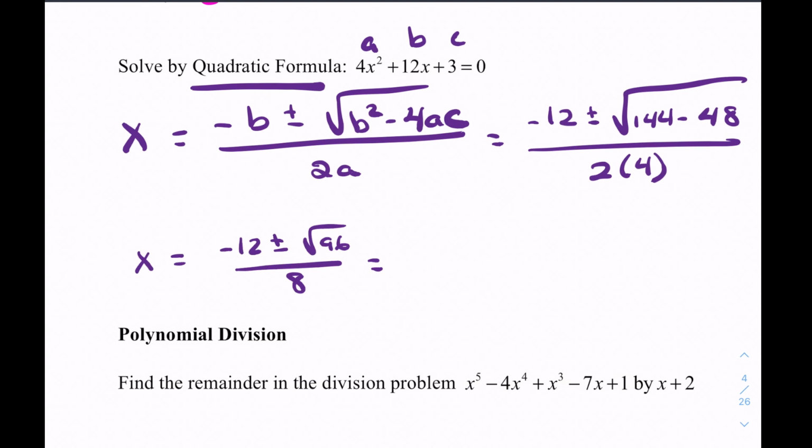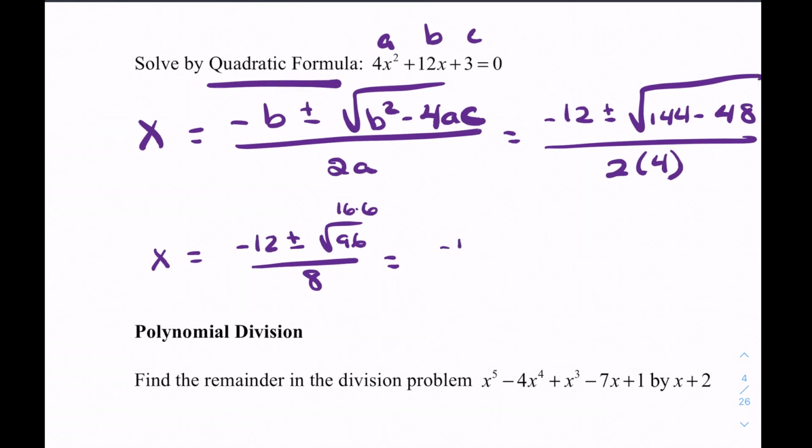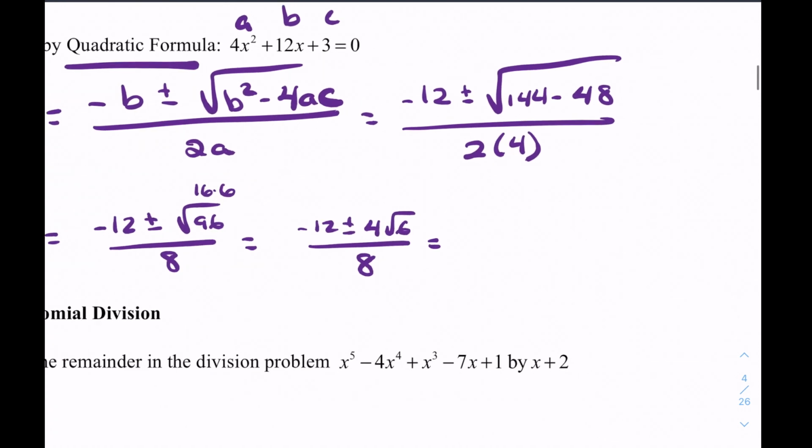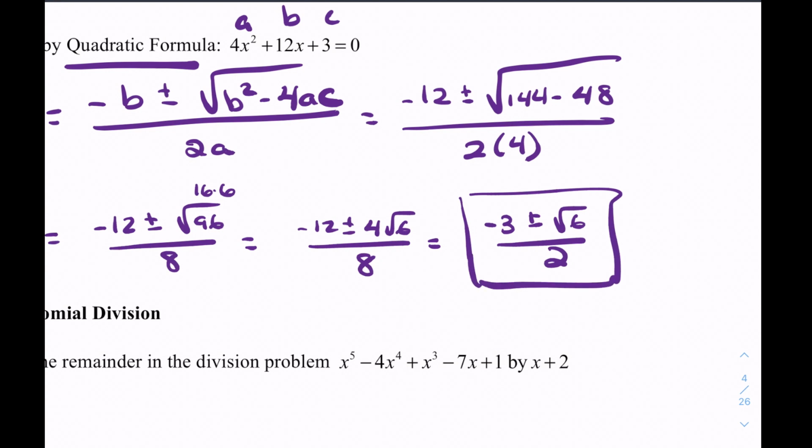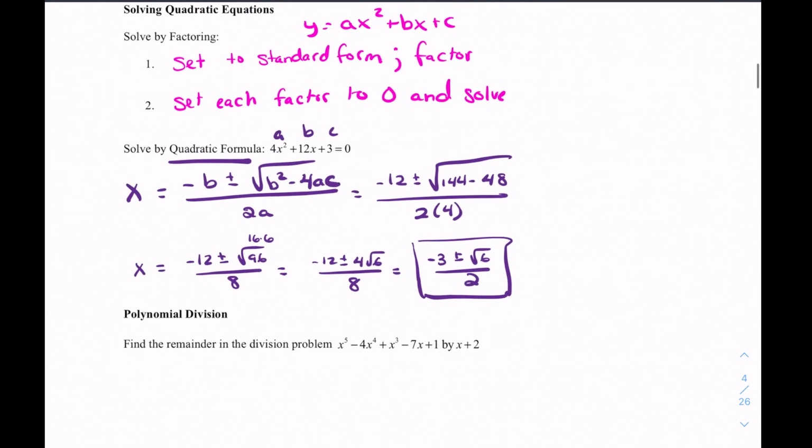Simplifying 96, I've got 96 is 16 times 6. You can check my work on that. So we're left with negative 12 plus or minus 4 square root 6 all over 8 equals. Everything is divisible by 4, so we have our final answer of negative 3 plus or minus the square root of 6 all over 2. That is our friendly quadratic formula.